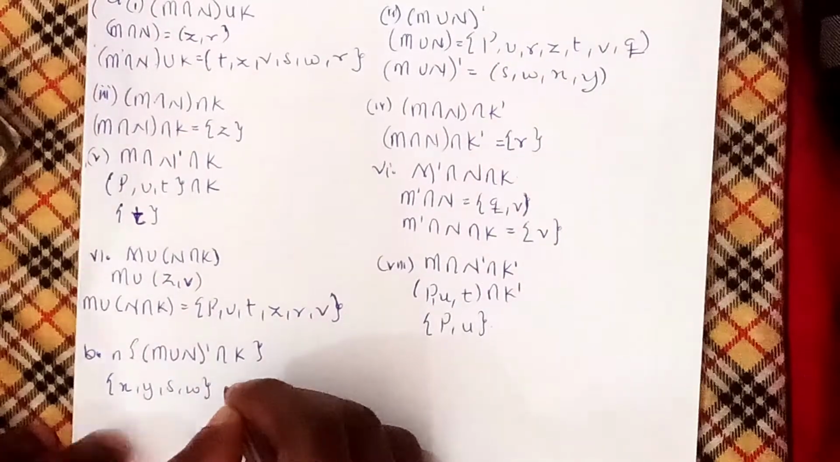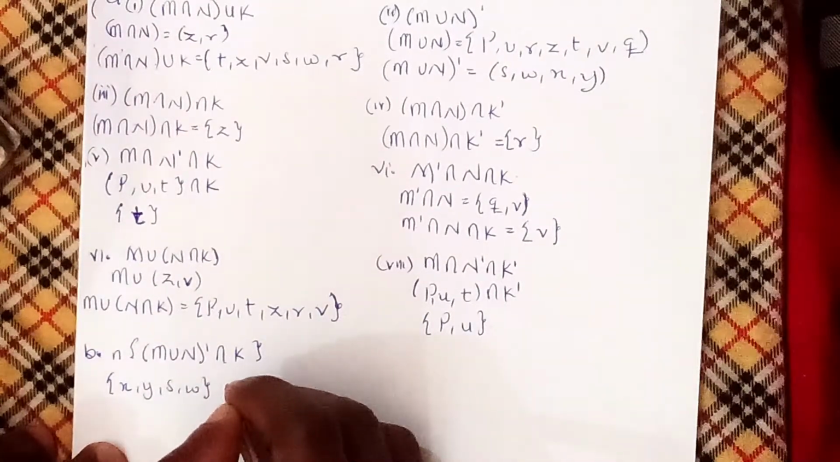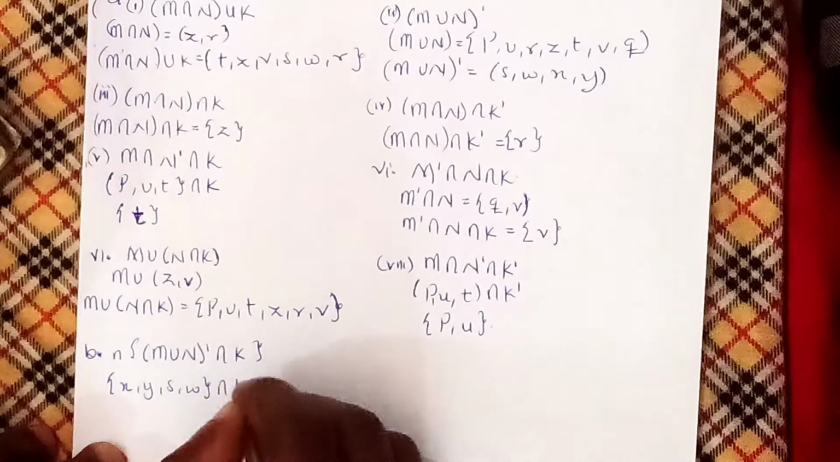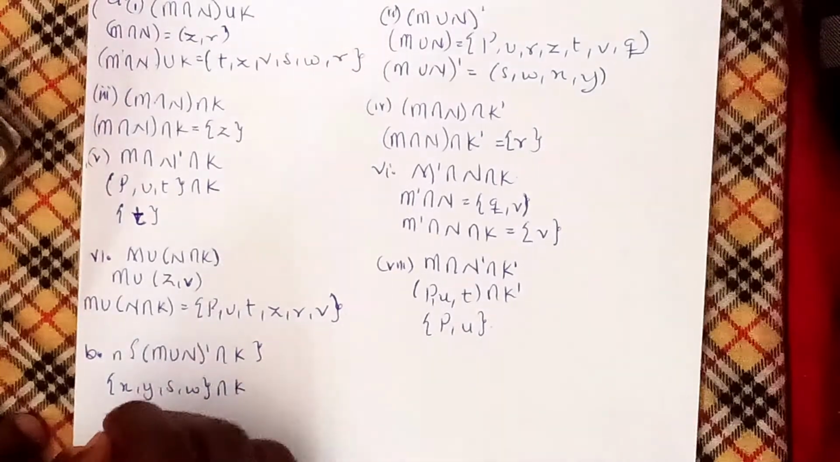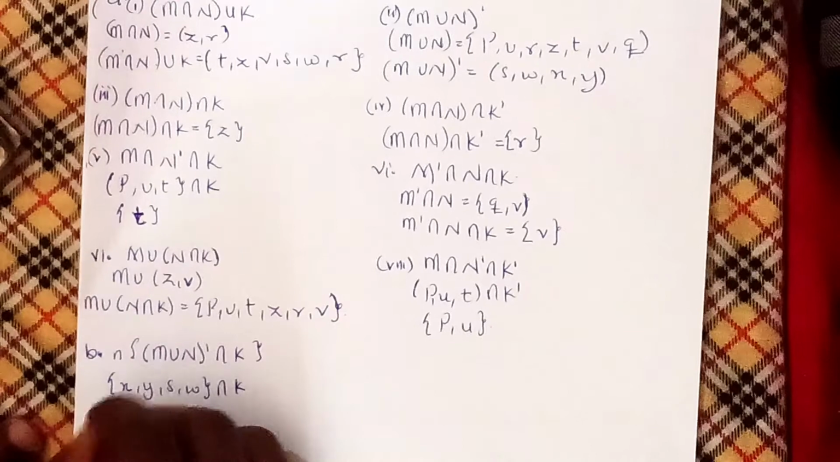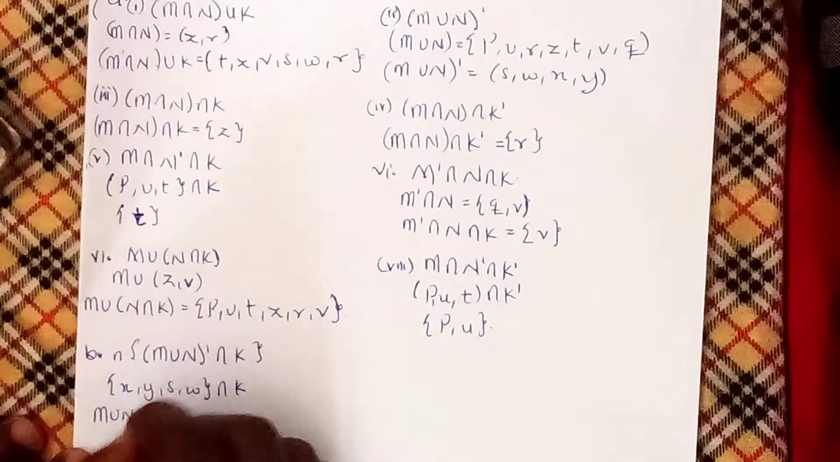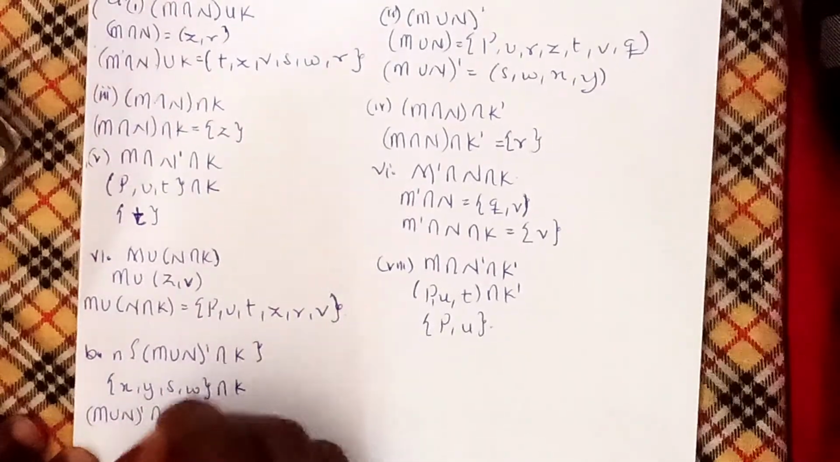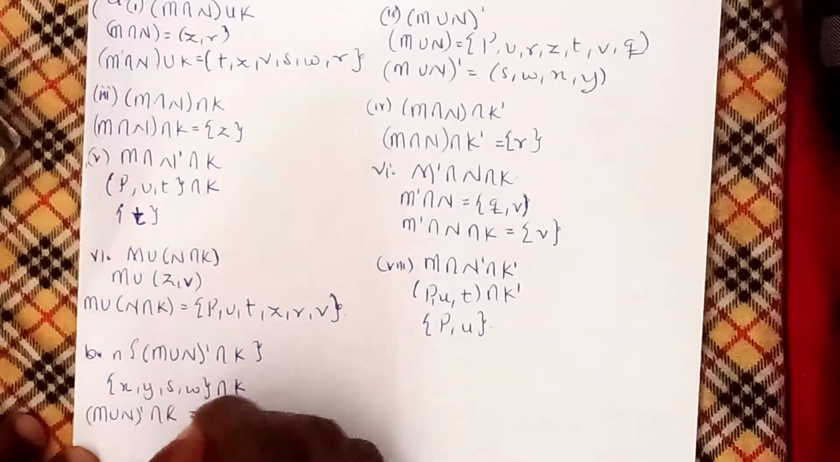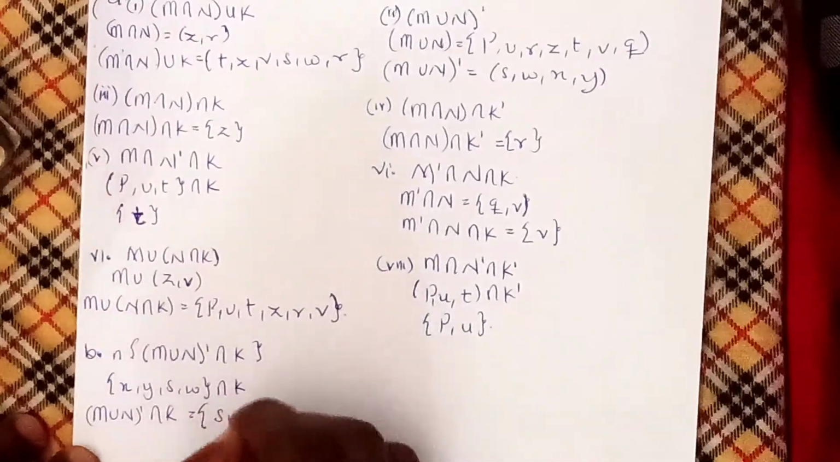Whereas we are intersecting it with K. So the intersection is going to be S and W. So we write M union N prime intersection K is equal to S and W.